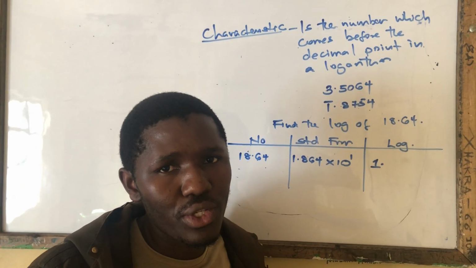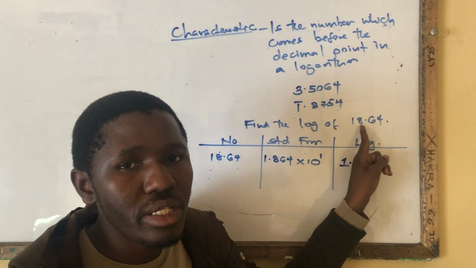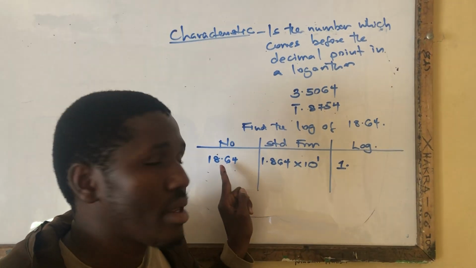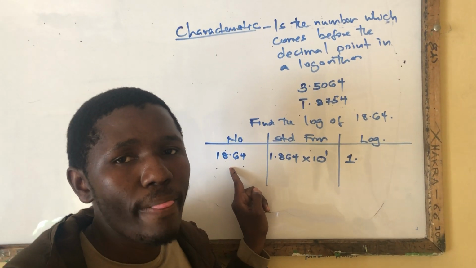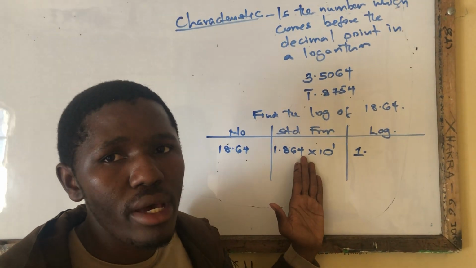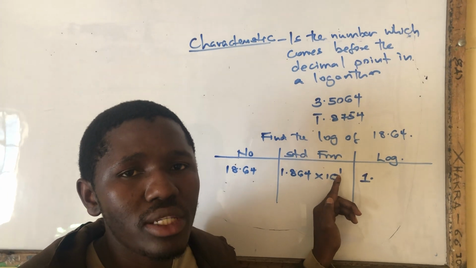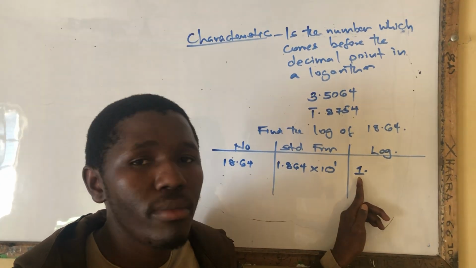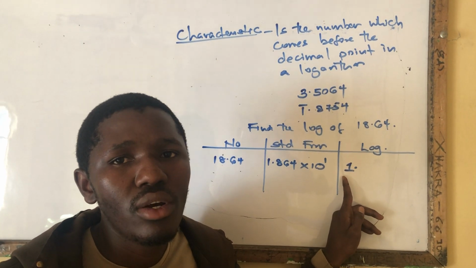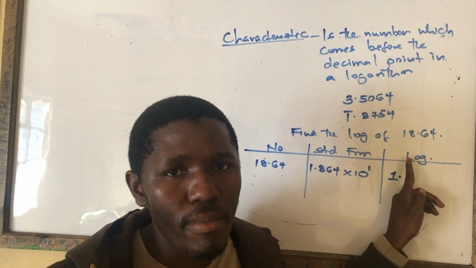I hope that is well understood. When finding the log of this number, I'm repeating one more time, you will take the number, then express the number in standard form. The power of the 10, which in this case is 1, would become the characteristic when finding the log of the number.